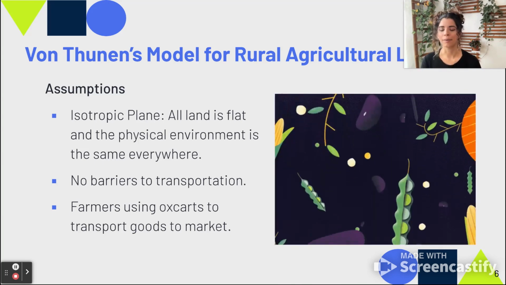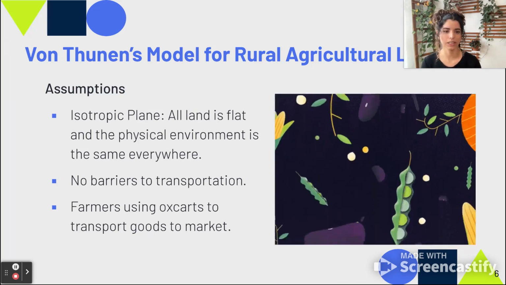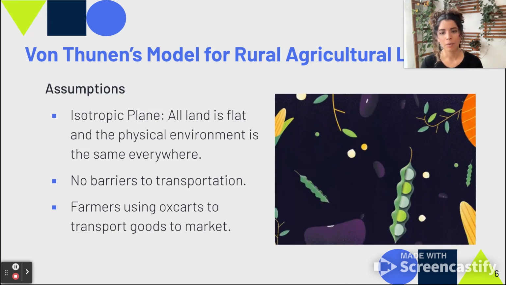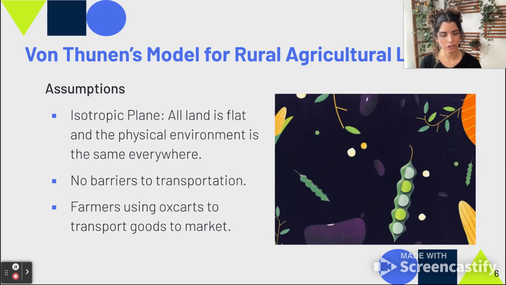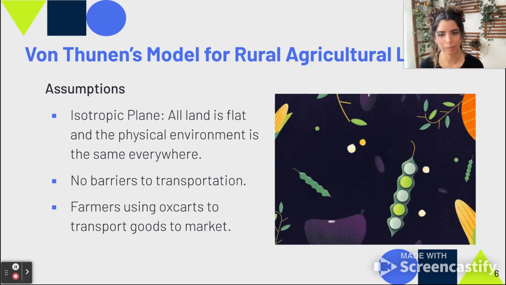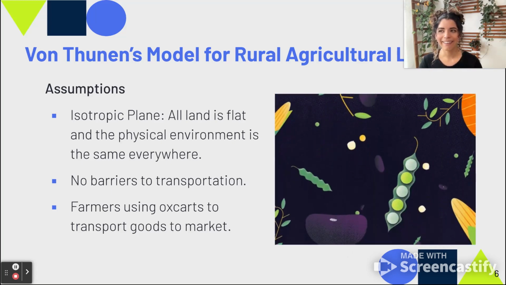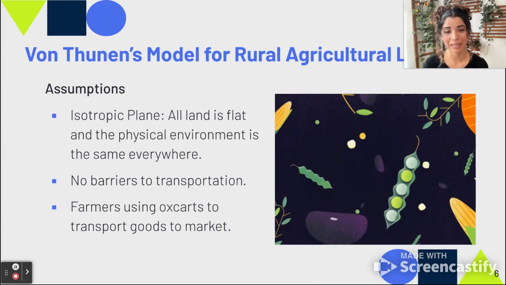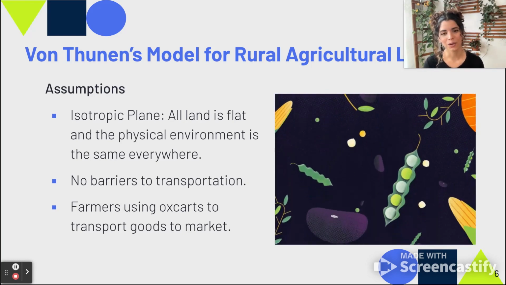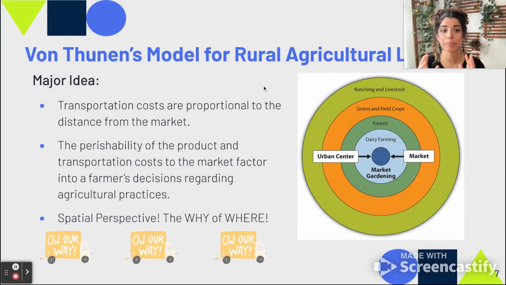Definitely not true, right? There's all sorts of different geographic features which can influence the way that transportation is able to move. Also, that there are no barriers to transportation, which is definitely not true, especially depending on what the infrastructure might be like in a particular area. And also, farmers were using ox carts to transport goods to market during this time period. That's not very common anymore in many places. So we have all kinds of technology now to help with this transportation situation.